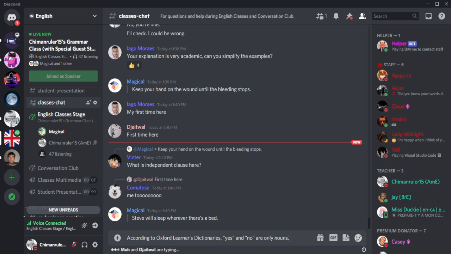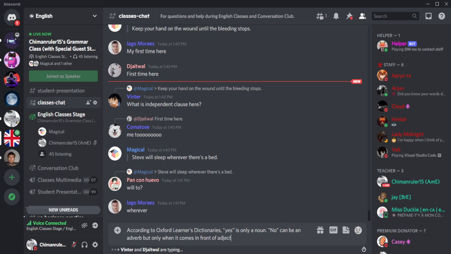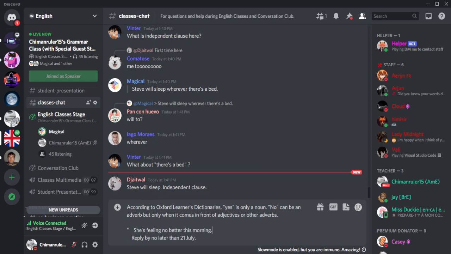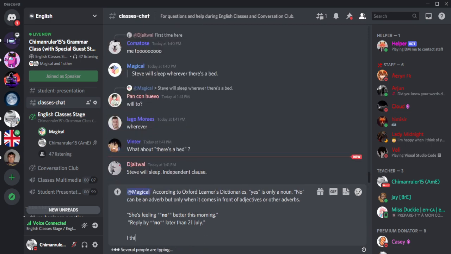A sea will sleep wherever there's a bed. Okay, the independent clause in here is a sea will sleep. Will is our verb. And wherever is our subordinating conjunction. It is giving additional information. Wherever there's a bed, okay, it is all together a dependent clause. Wherever is the subject, is the verb, and there a bed is just the other group of words in that dependent clause.